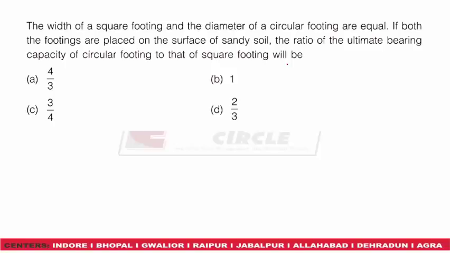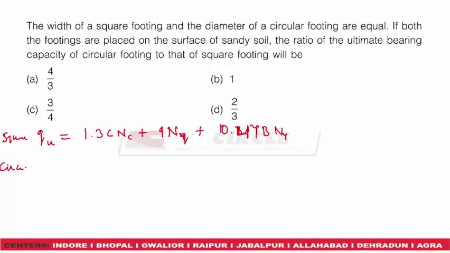Now as per Terzaghi, the bearing capacity for square footing is given by q equal to 1.3 cNc plus qNq plus 0.4 gamma B N gamma. This is for square footing, and for circular footing q equal to 1.3 cNc plus qNq plus 0.3 gamma B N gamma.